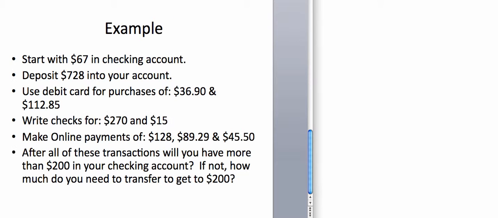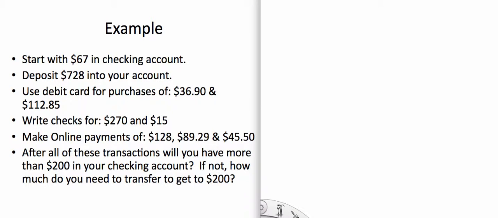The example we're going to talk about today really deals with the idea of being aware of what you may or may not need from different examples. So what you start off with is $67 in your checking account, and you deposit $728 into your account.